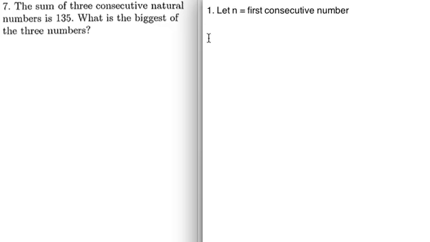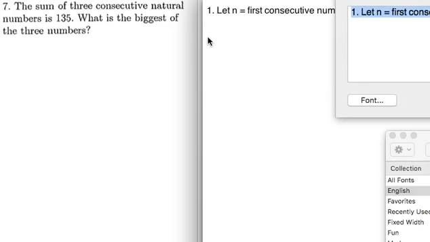Now, the step that I keep saying is the hardest step here is step 2, coming up with the other expressions in your problem. In this one, if you're saying, what are the other things I don't know about? Well, I don't know the first number, but I also don't know what the second and the third one are.